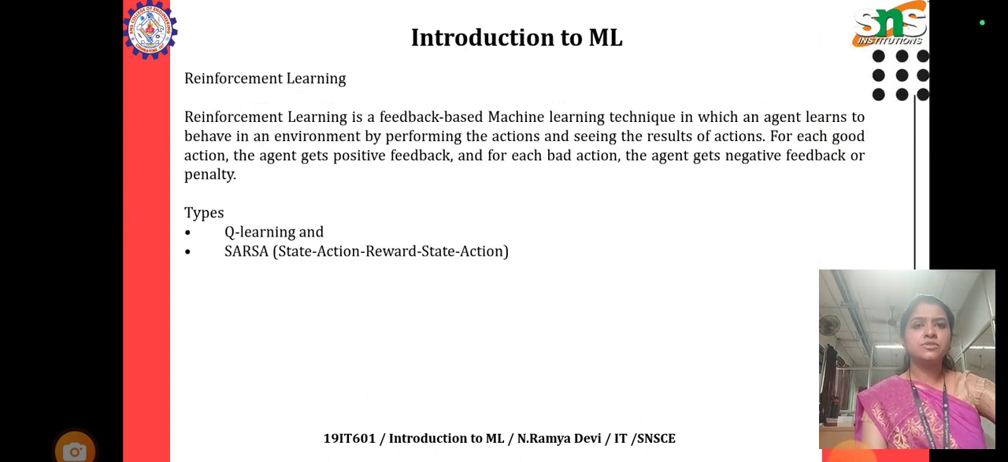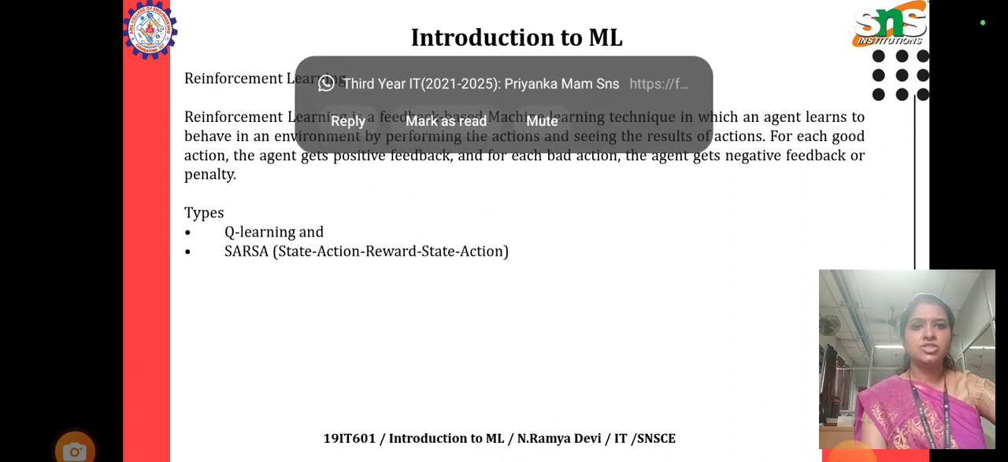Reinforcement learning is a feedback-based machine learning technique in which an agent learns to behave in an environment by performing actions and seeing the results of those actions. For each good action, the agent gets positive feedback, and for each bad action, the agent gets negative feedback or a penalty. The types of reinforcement learning are Q-learning and SARSA, that is, state, action, reward, state, action.